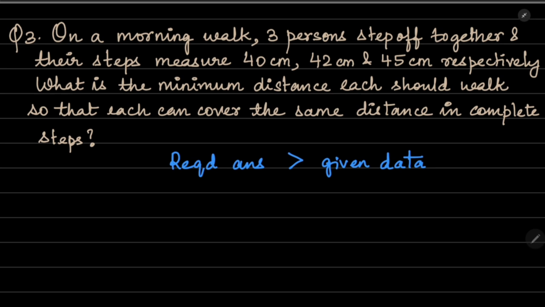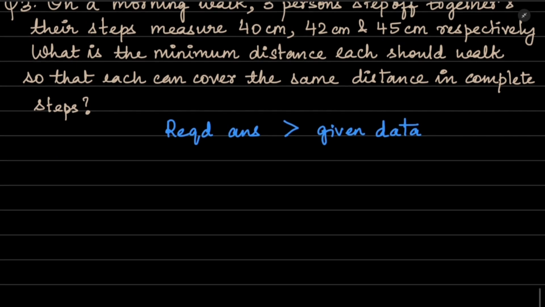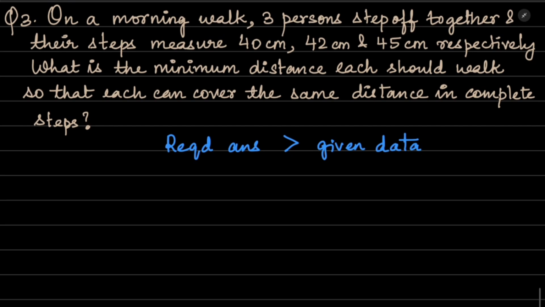What is the minimum distance each one of them should walk so that they can cover the same distance in complete steps? So definitely the distance that they have to cover is greater, even if their step lengths are 40, 42, 45. The required answer is greater than the given data. And whenever this is the case, you have to find the LCM. LCM of 40, 42 and 45.